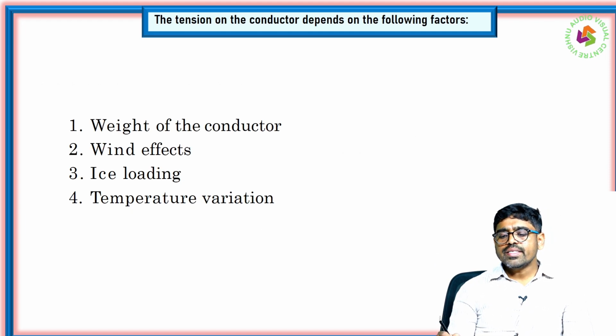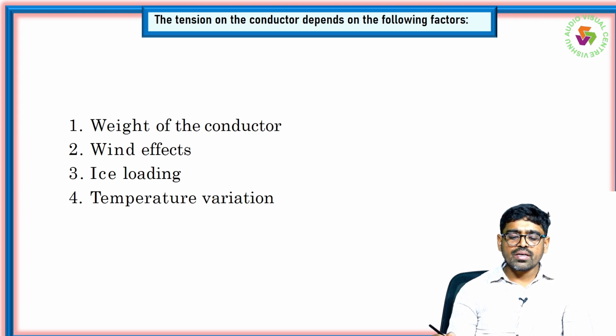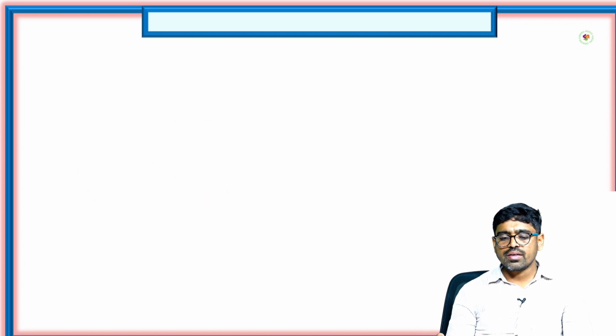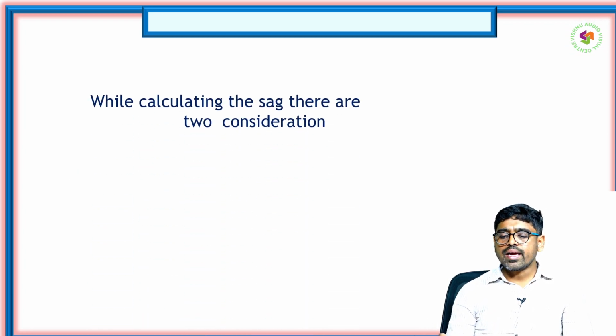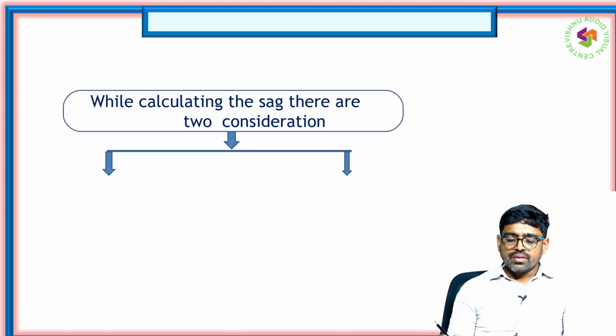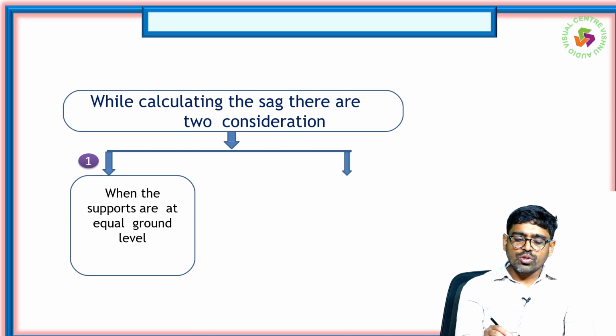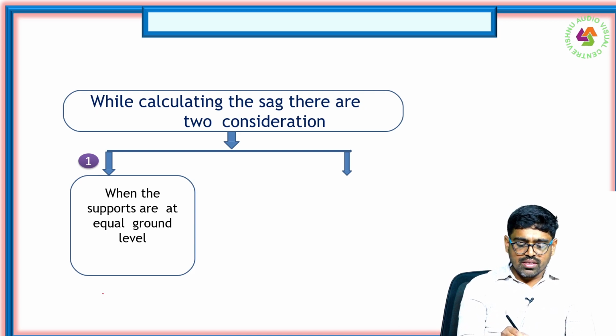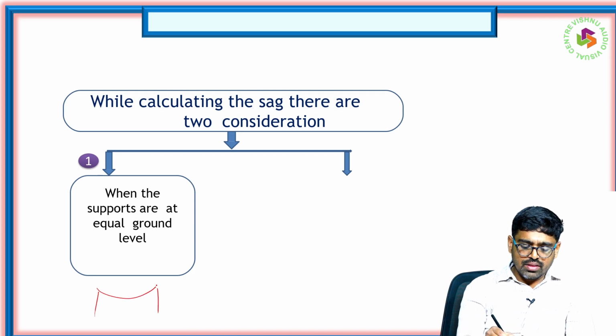The tension on the conductor depends on the following factors: weight of the conductor, wind effect, ice loading, and temperature variation. So for the tension on this particular conductor we have these 4 factors, and then we can see how we can calculate it. While calculating the sag, there are 2 conditions. One is when the supports are at equal ground level. When the supports are at equal level, then we can calculate the sag. That is one case.